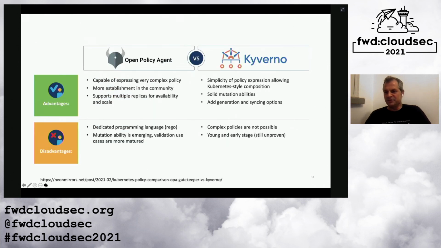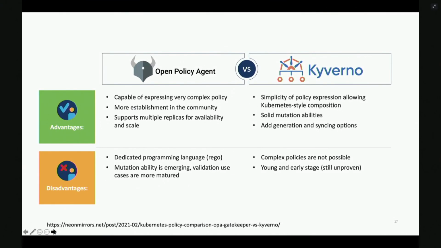Now, again, without taking any sides, which one is the best? Each one has its pros and cons. OPA has a lot of capabilities, can do very complex policies. It's a very powerful tool, with a very established community and lots of use cases. The only caveat I see here is the programming language. Not everybody loves to use Rego. So this is the challenge. I also saw some challenges about the mutation building. I didn't experience it personally, but I saw some write-ups about the mutating capabilities.